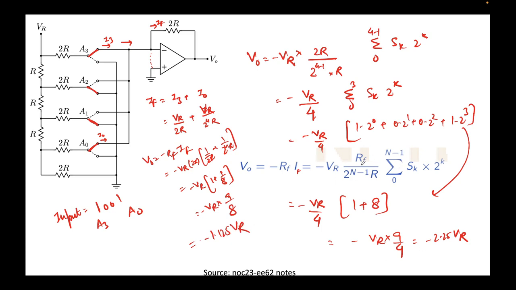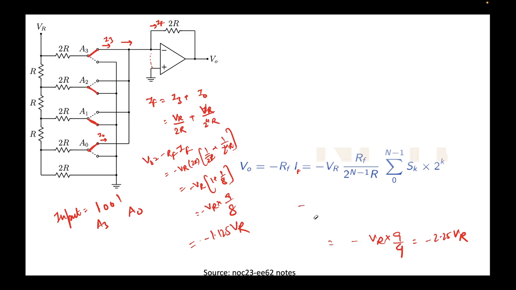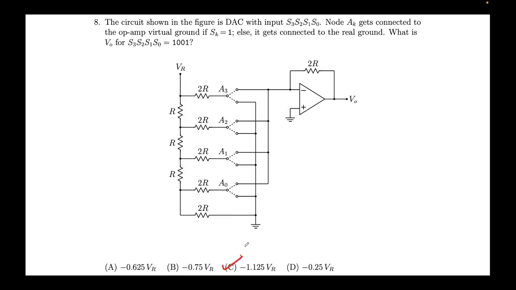Apologies about this. This is a formula for a different setting, so to speak. Hence the difference of 2 was coming. So this analysis is not correct. I'll remove this. There is a factor of 2 that is missing in this. This is from a similar circuit but slightly different, so this expression is not used here. Okay. So minus 1.125 VR, which is our option C over here.